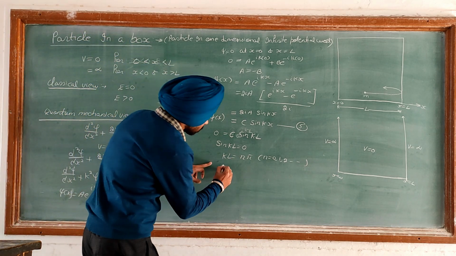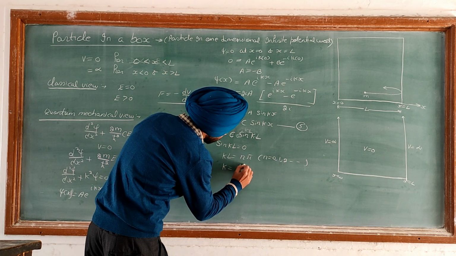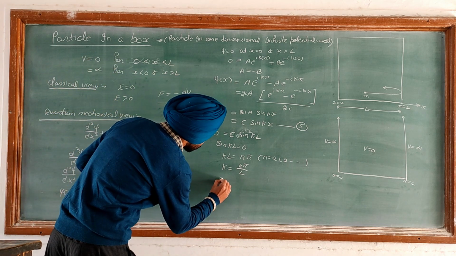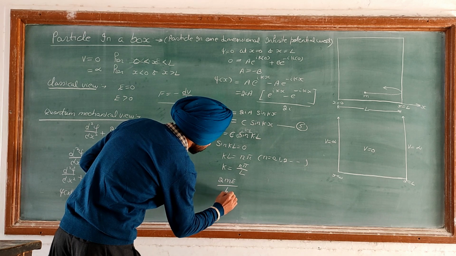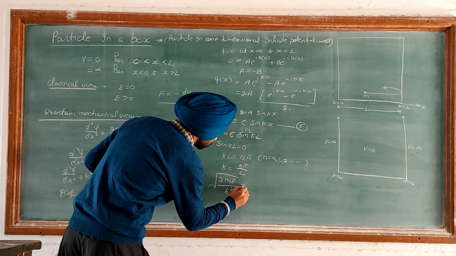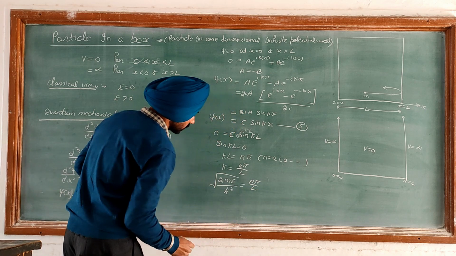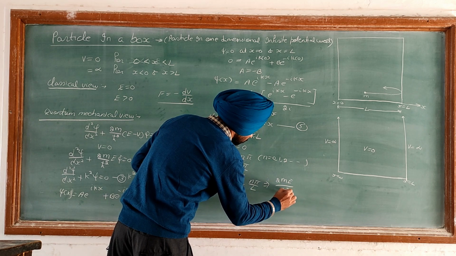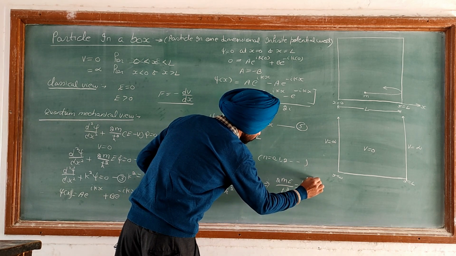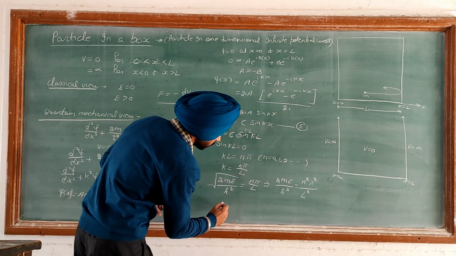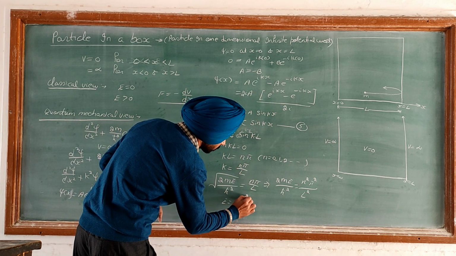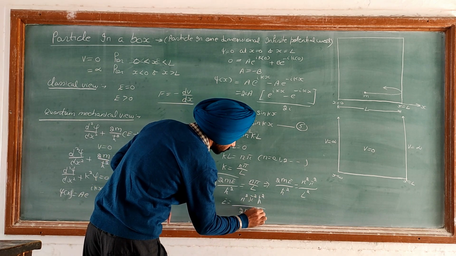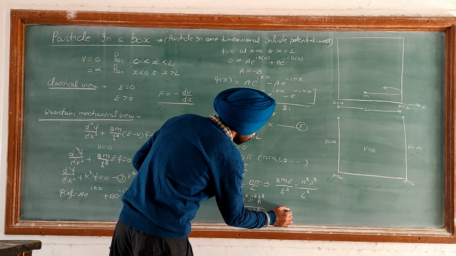So k is n pi upon L, and we know k is square root of 2mE upon h cut square, which is equal to n pi upon L. On squaring both sides, we will get 2mE upon h cut square is equal to n square pi square upon L square. So from here E is equal to n square pi square h cut square upon 2mL square. Let it be equation number 6.